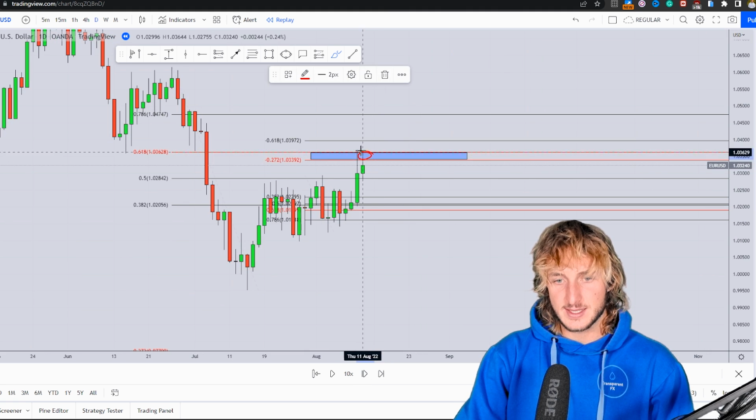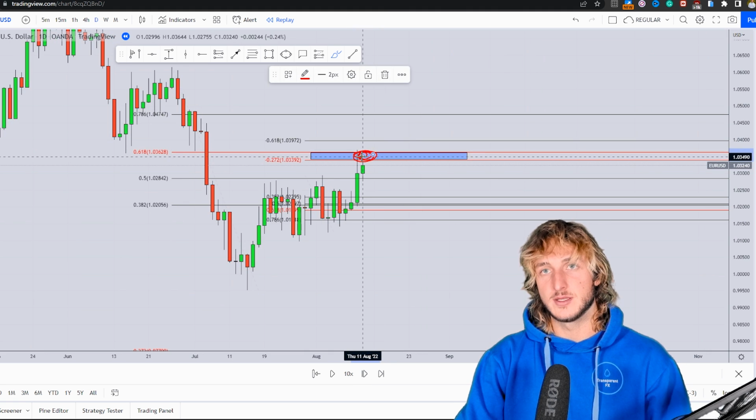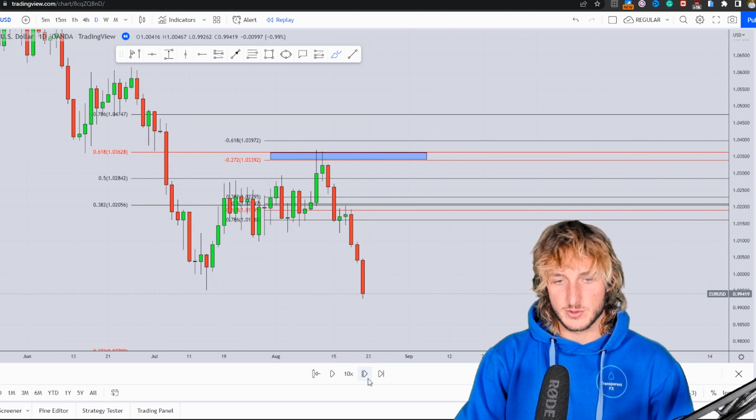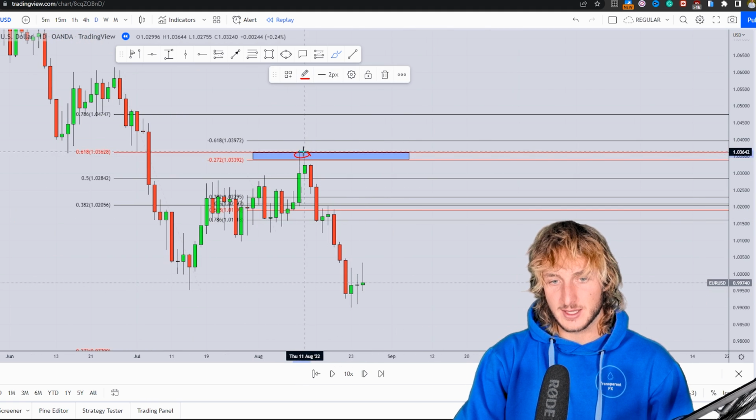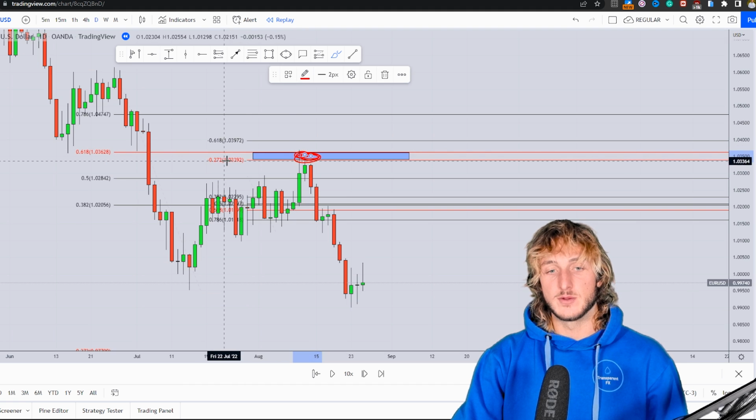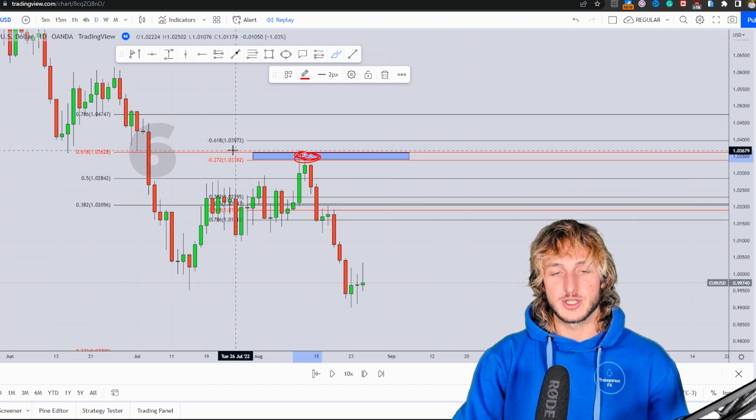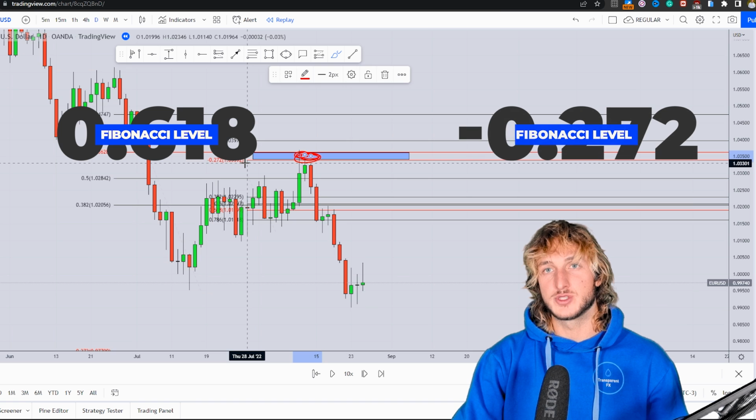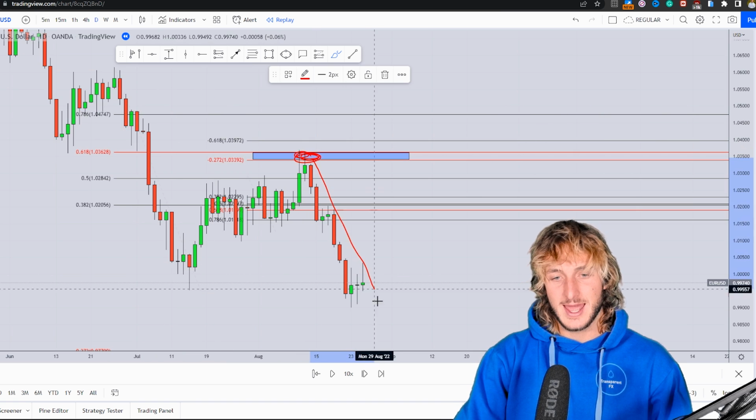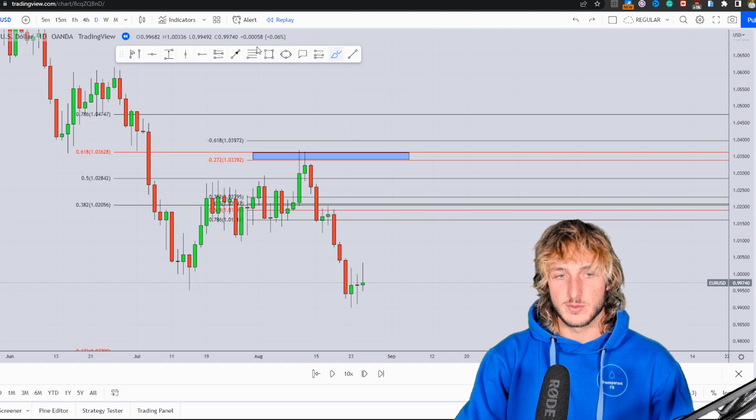Now, what we can see is that, in fact, the market was attracted to this confluence of resistance. Let's see if we get rejected to the downside, and you can see that, in fact, the market tested exactly this confluence of resistance given by two of the strongest Fibonacci levels, which are the minus 0.272 extension and the 0.618, and then rejected it to the downside perfectly.